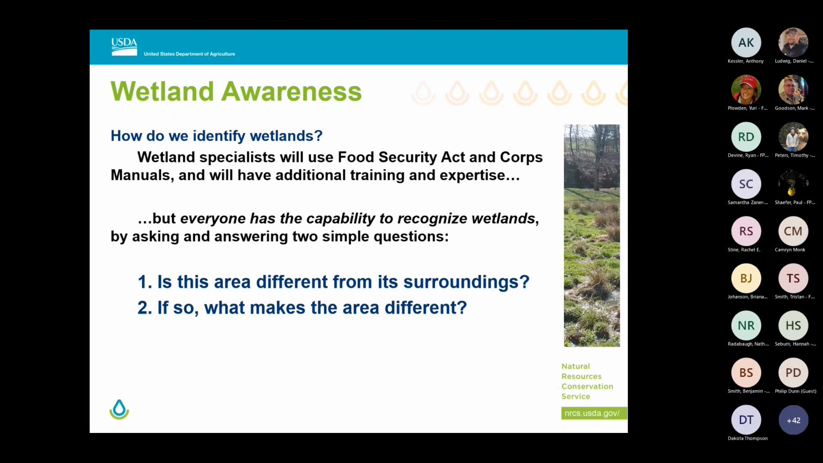But don't just outsource your wetland identification to the cadre exclusively. Everyone has the capability to recognize wetlands by asking and answering 2 simple questions. Is this area different from its surroundings? And if so, what makes it different? And if you're not sure, I would definitely call in a cadre member. I'd definitely call your resource soil scientist, but you're the first one out on the land looking. And if you recognize something fishy, you want to investigate further.